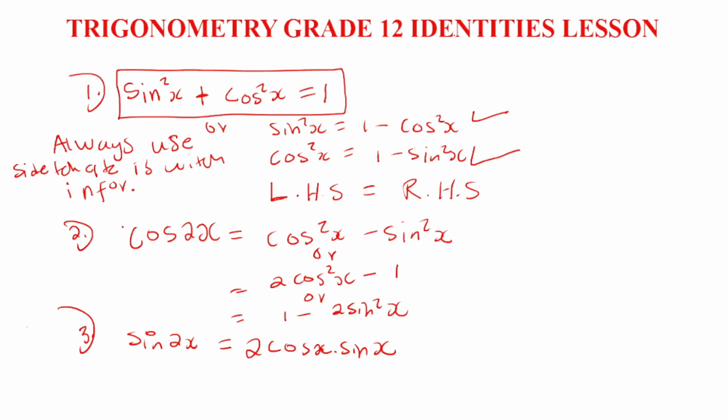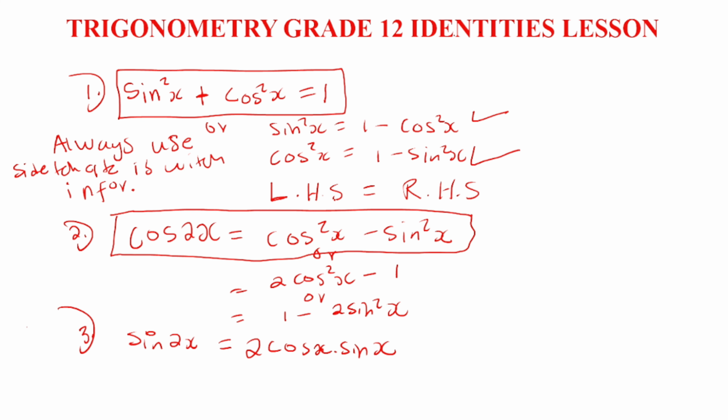And then the second one that you need to know is cos 2x is equal to cos squared x minus sine squared x, and it can also be changed to 2 cos squared x minus 1, or 1 minus 2 sine squared x. Okay, if you know these ones, and then also lastly you need to know sine 2x is equal to 2 cos x sine x.